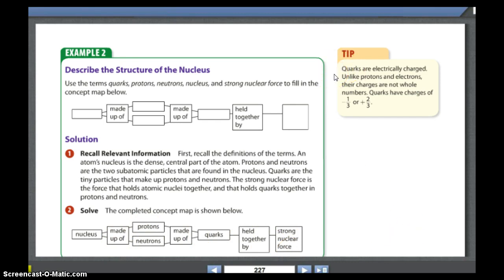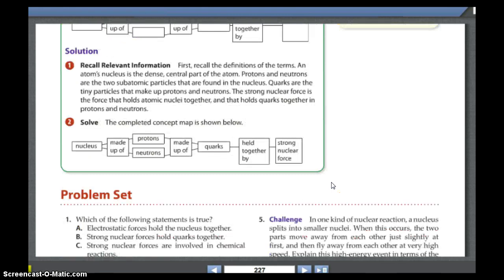Tip: quarks are electrically charged. Unlike protons and electrons, their charges are not whole numbers. Up quarks are plus 2/3, down quarks are minus 1/3.